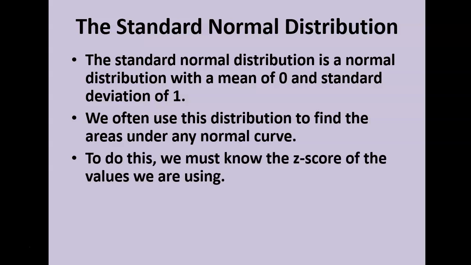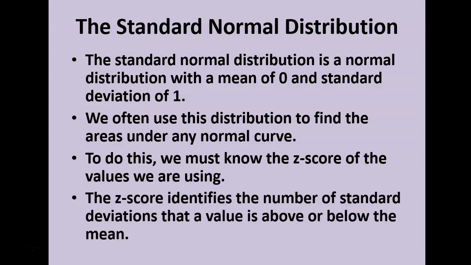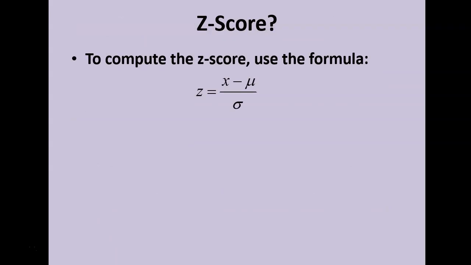Now, we talked about z-score. It's been a while now since we're dealing with everything else we've been dealing with this semester, but we have talked about z-score before. It's the measurement of how many standard deviations from the mean we are. The z-score identifies the number of standard deviations that a value is above or below the mean. And the way we get that is we use this formula: x minus mu, or whatever value we're dealing with, x, minus the mean, mu, divided by sigma, which is the standard deviation of our distribution. So we can always identify how many standard deviations we are from the mean by using this formula.